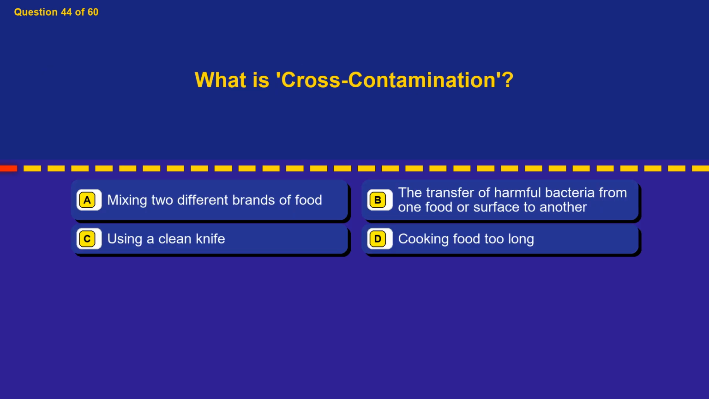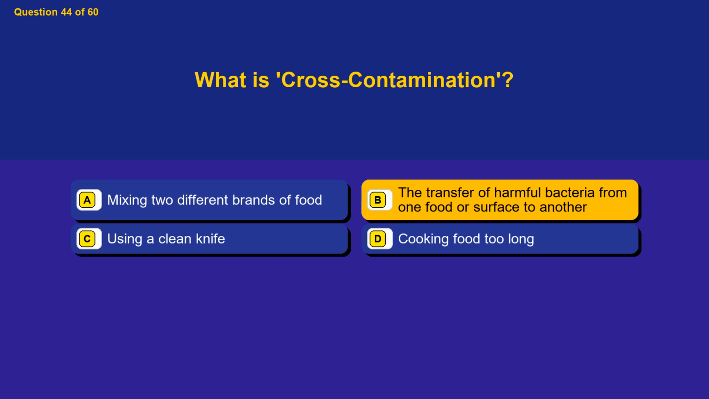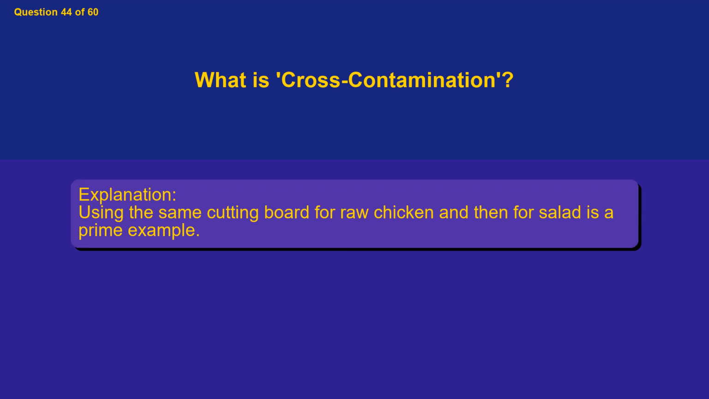Question 44. What is cross-contamination? Option A. Mixing two different brands of food. Option B. The transfer of harmful bacteria from one food or surface to another. Option C. Using a clean knife. Option D. Cooking food too long. The correct answer is option B. The transfer of harmful bacteria from one food or surface to another. Using the same cutting board for raw chicken and then for salad is a prime example.